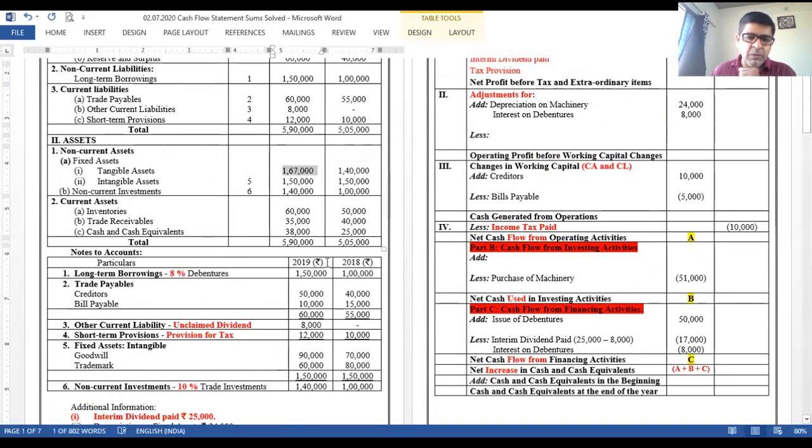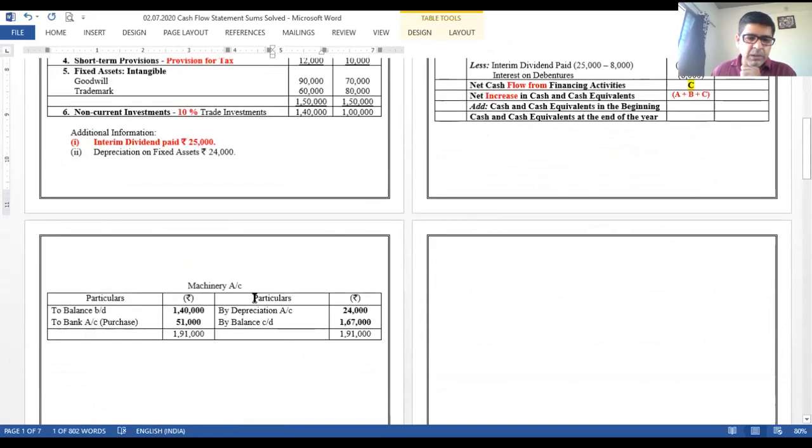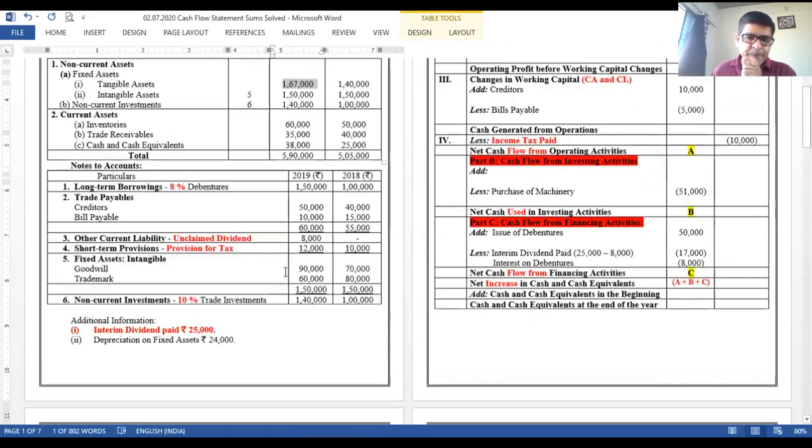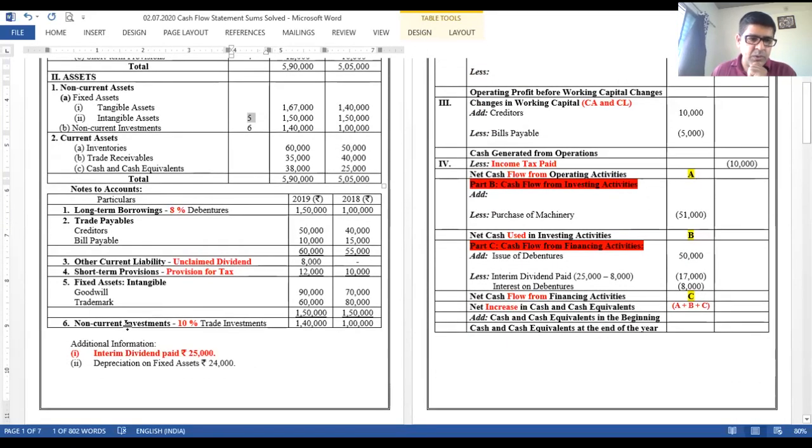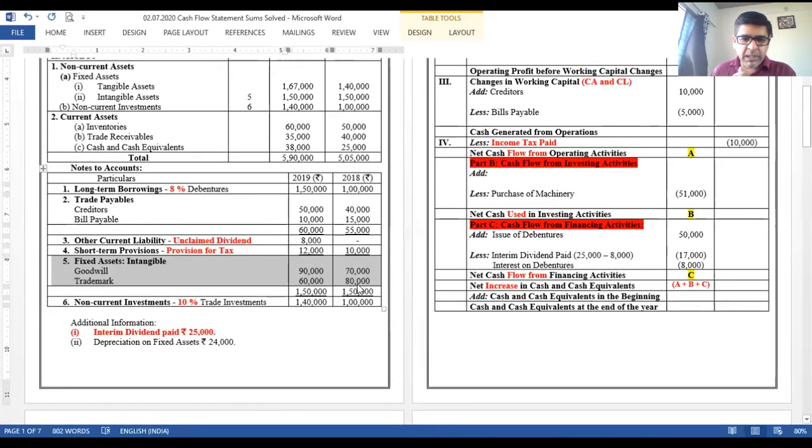We had prepared the machinery account, we got the difference, purchase and so on had come. After that, intangible asset, note number 5. Let us go to note number 5. We can see that it's goodwill and trademark. Two amounts are given. Two intangible assets are there. So let us see those two. 70 to 90. Goodwill has increased. So whenever any intangible asset increases, that shows the purchases of intangible asset.